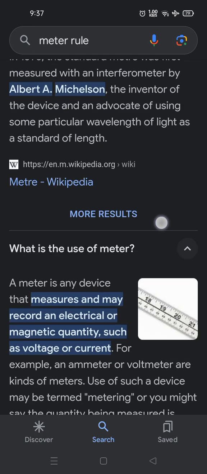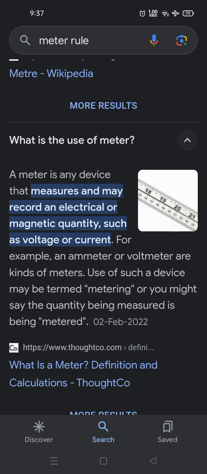What is the use of meter? A meter is any device that measures and may record an electrical or magnetic quantity such as voltage or current. For example, an ammeter or voltmeter are kinds of meters. Use of such a device may be termed metering, or you might say the quantity being measured is being metered.